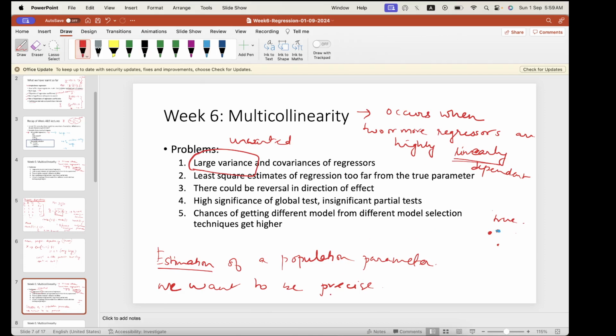So precision is inversely related with variance. All right, so if we want to have a very, very precise estimate, we have to ensure that the variance of our regressors are low. Okay, but this usually doesn't happen when we have multicollinearity in the data set. All right, so this is one problem that is absolutely unwanted, and we don't want to do that.